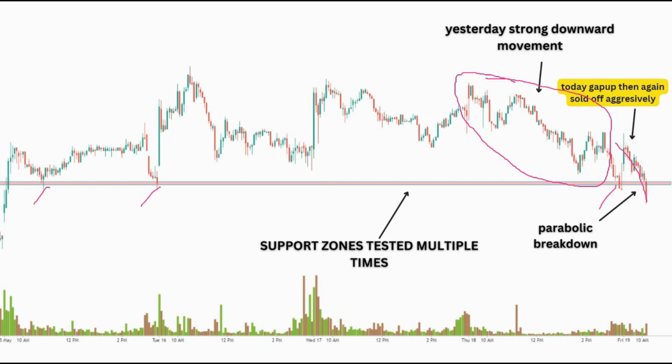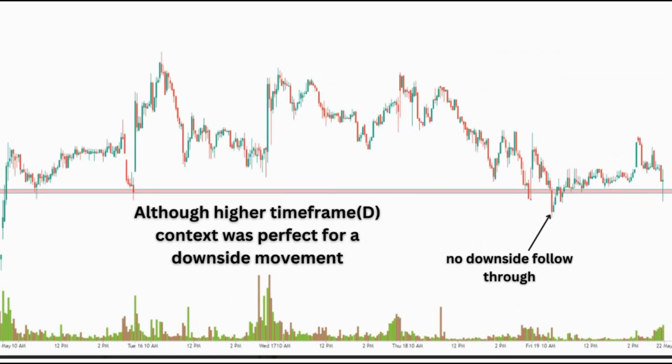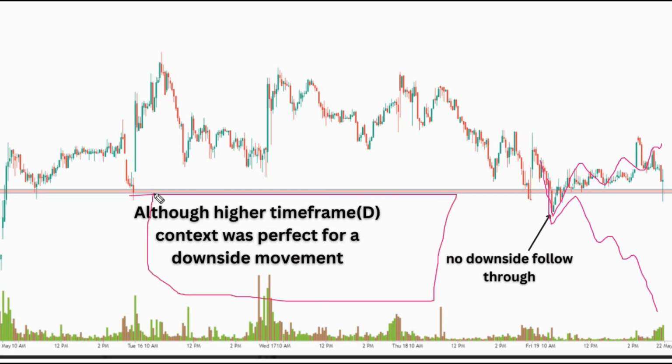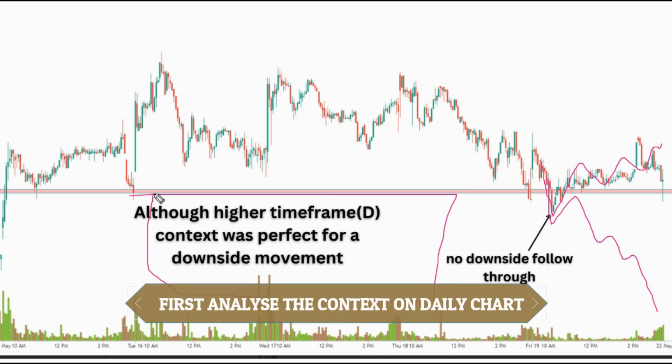Okay, see what happened next. Prices reversed. No downside follow through after this breakdown. Although the context was perfect for a sell setup, a breakdown setup, the intraday price action is very poor. That's why we will not enter on this breakdown. I hope you got this very important point.